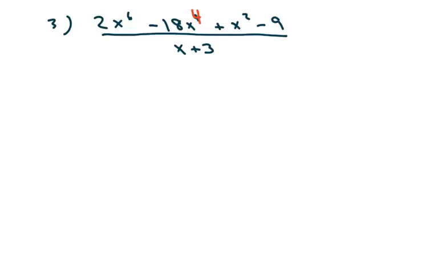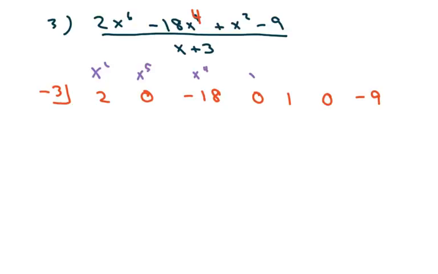Let's go again. This is going to be negative 3. We have 2, 0, negative 18, 0, 1, 0, negative 9. So it's a long one. Again, this is x to the 6th, x to the 5th, x to the 4th, x cubed. We don't have one, so we had to put a placeholder, 2, 1, and 0.